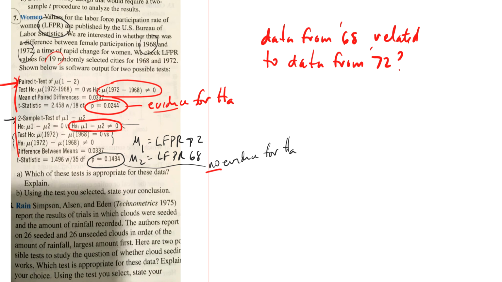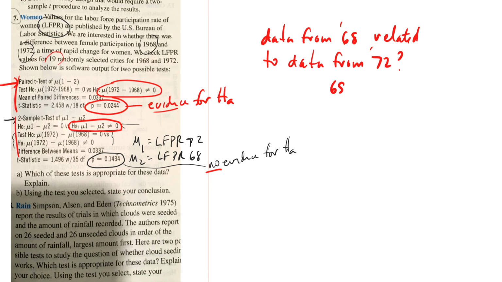I just briefly said a bunch of things about whether the data is paired or not. Are they related or not? If I took 19 randomly selected cities for 68 and 19 different randomly selected cities for 72, then I would say yes, they're independent of each other. But think about what we've got here.